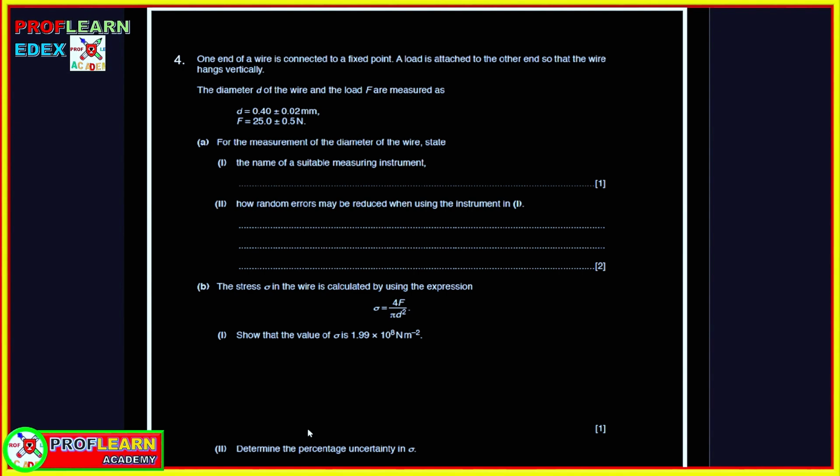Now, state the name of a suitable instrument that can be used for the measurement of the diameter of the wire. Remember, we are talking of a thickness of millimeters of a thin wire. For that, we are going to use an instrument called a micrometer screw gauge. We can use a micrometer screw gauge, or we can use digital calipers.